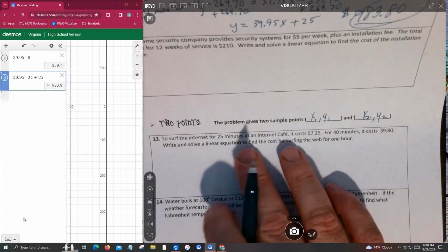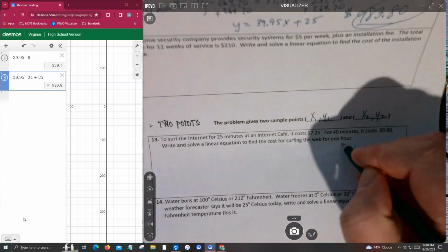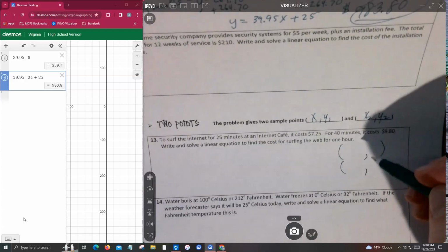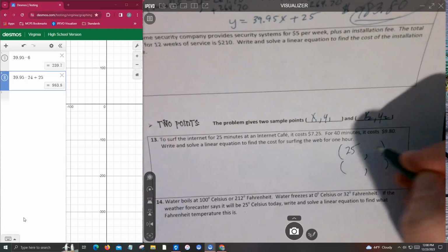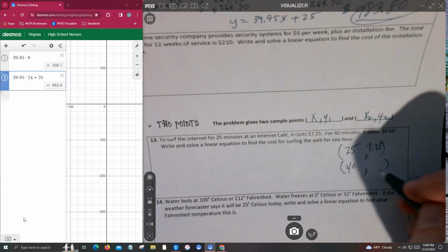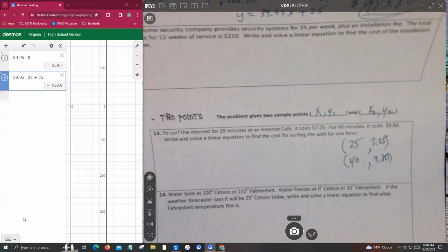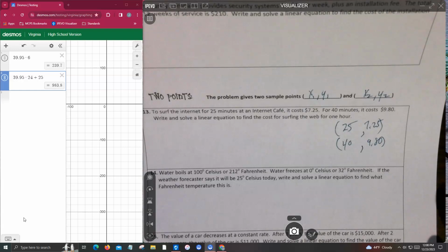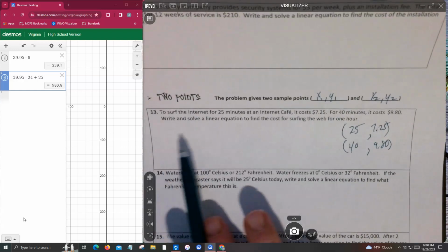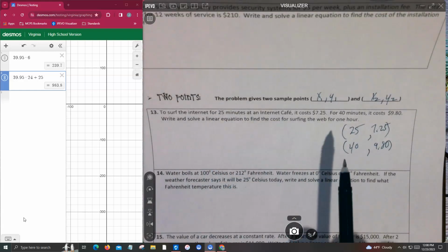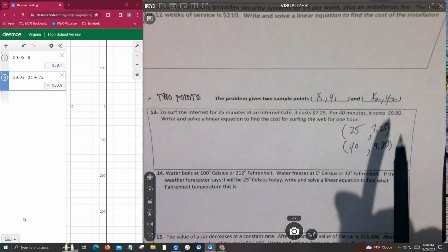So what we want to do is put x as our minutes. So I'm going to write over here the ordered pairs, and I'm going to do the work on the left here. All right, so my first example is 25 minutes at $7.25, and the next one says 40 minutes at $9.80. So what they want us to do is figure out, we need m, and we use one of the points. Okay, so write a linear equation. So basically we're going to do the same thing we did with point slope from the previous video after we find the slope. So we're going to have to find the slope here.